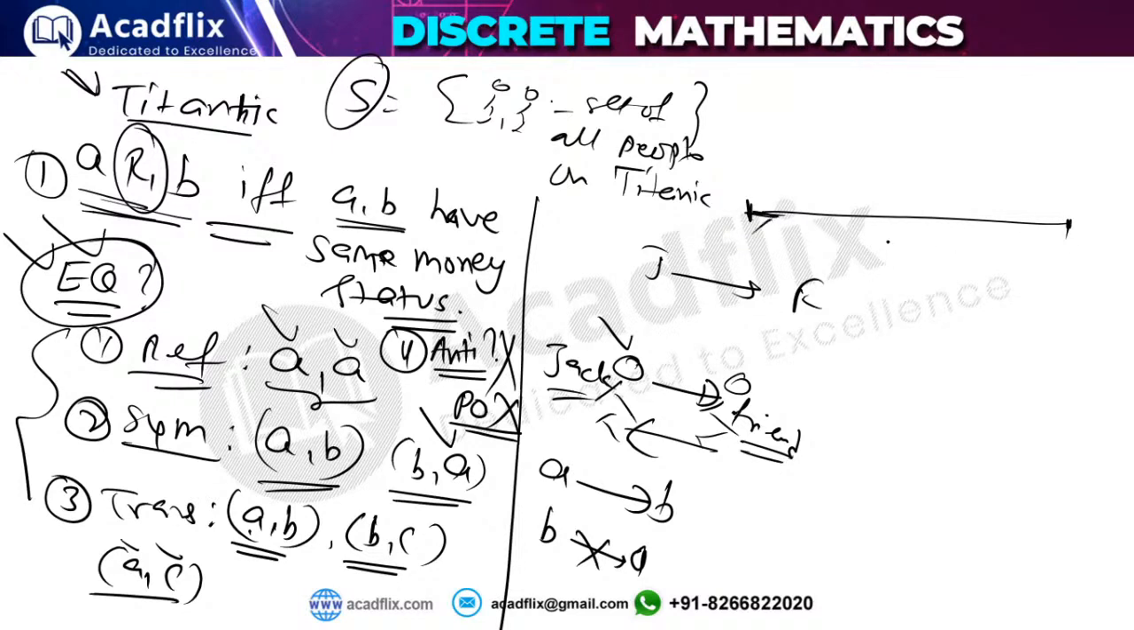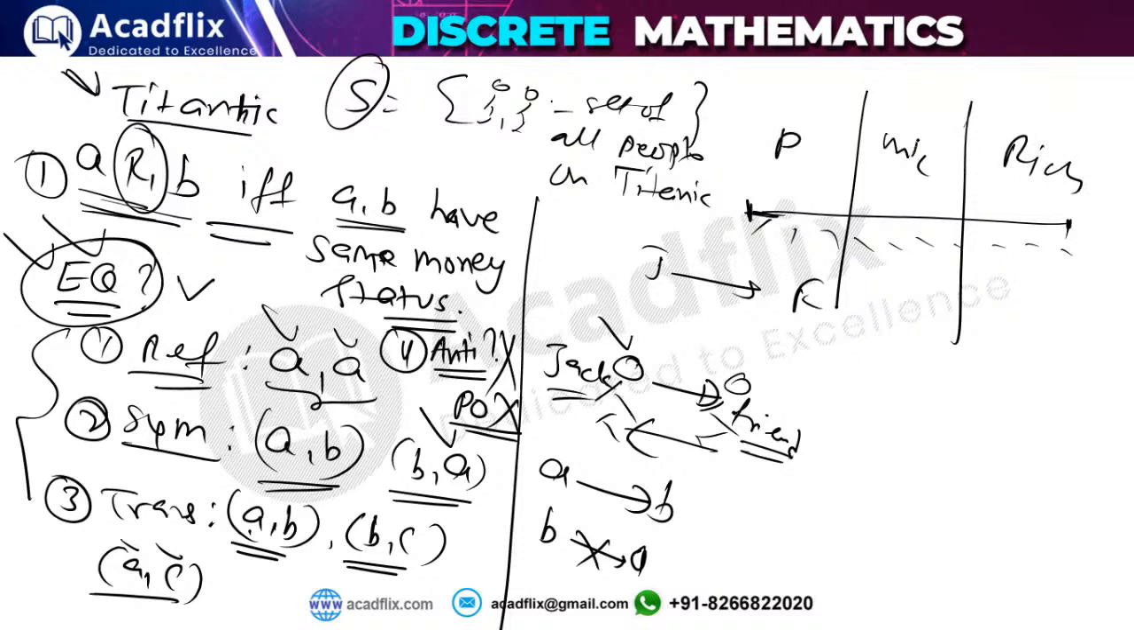Okay, this is our Titanic, this is water. So the people on this Titanic are our base set. I have already told you in the last lecture that an equivalence relation partitions our base set. You can see this equivalence relation R1 will also partition our base set. One set will be rich, another will be middle class, and another will be poor.